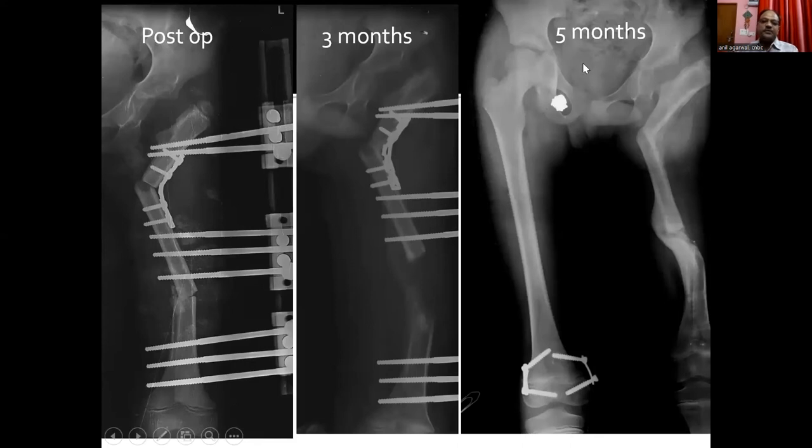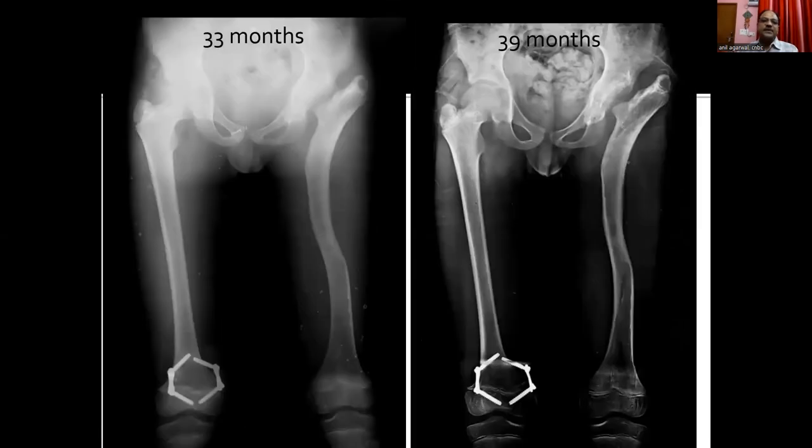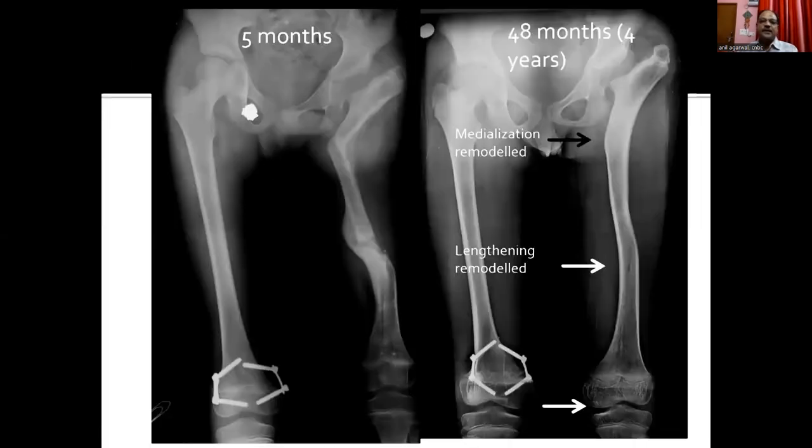I quickly take you through the complete series, 7 months, 14 months, 20 months, 27 months. This child came for regular follow-up, so we have a complete follow-up for this child. And this is the slide I wanted to show you. At the end of 5 years, you can appreciate that the medialization has remodeled. The medullary cavity has reformed, and you can appreciate that the knees are at the same level. So limb length equalization has been achieved now.